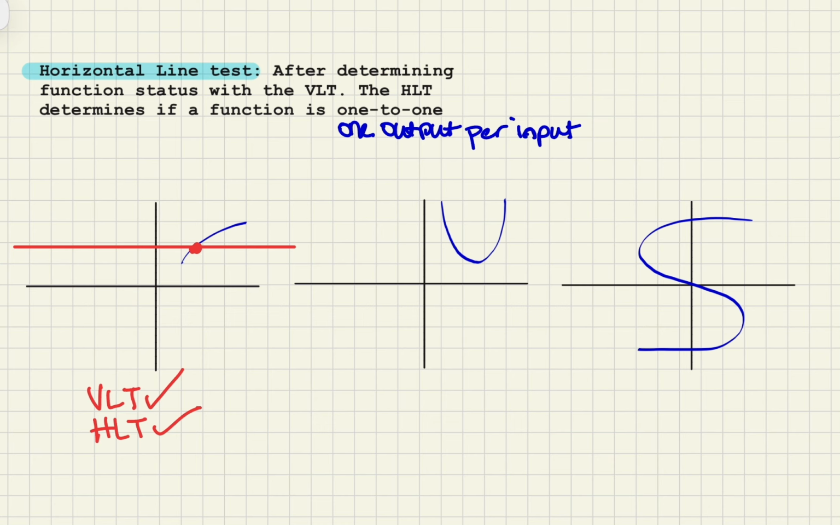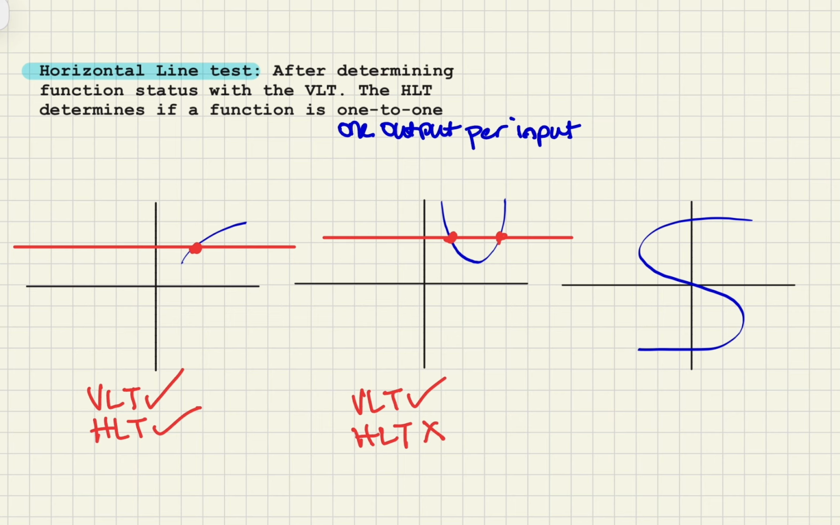Moving on to the second example, testing if it's a function first. We see it passes the vertical line test, so we know it's a function. And now we do the horizontal line test, but it hits 2 points on our horizontal line. Therefore, we know that this failed our horizontal line test. Therefore, this function is not one-to-one.